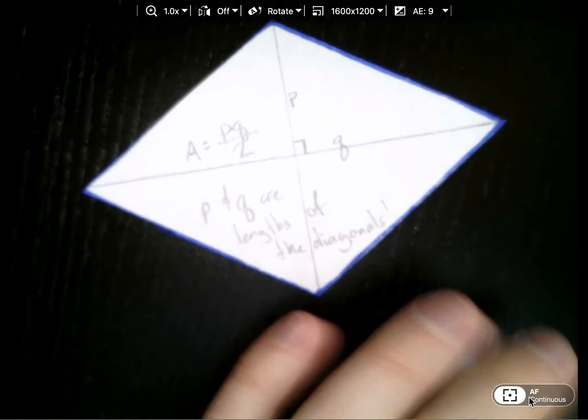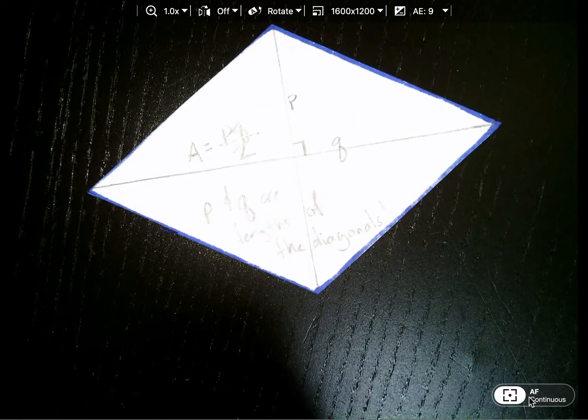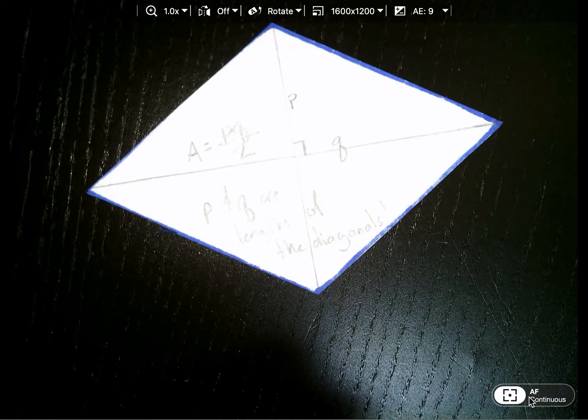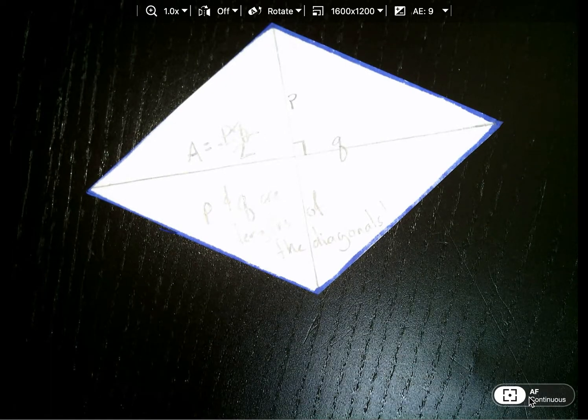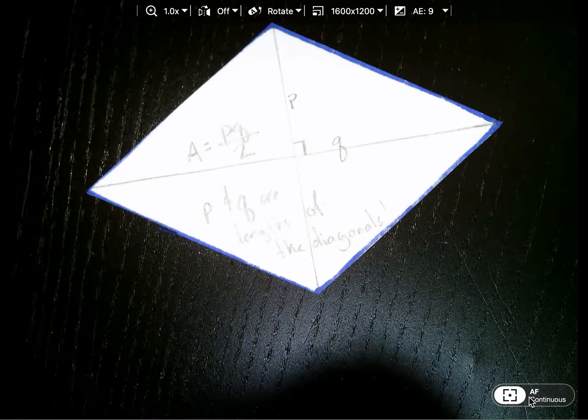All right. So that's how we would find the area of a rectangle, parallelogram, trapezoid, and a rhombus. Next video will be about triangles.